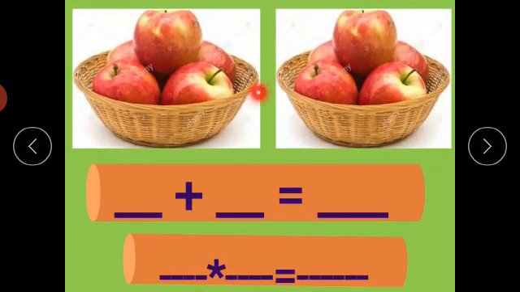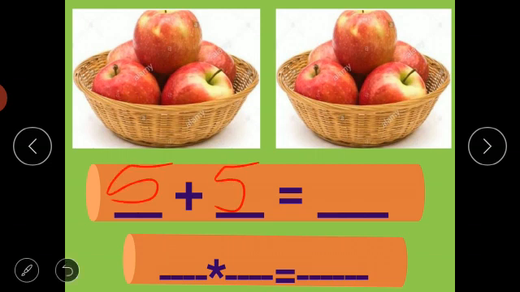See, there are two baskets. These baskets are representing groups. One group, two group. Okay, and each basket is having how many apples? Count it. 1, 2, 3, 4, 5. Count these apples also. 1, 2, 3, 4, 5. So each basket is having 5 apples. Okay. So now let's start. How many apples? 5. In second basket, 5.